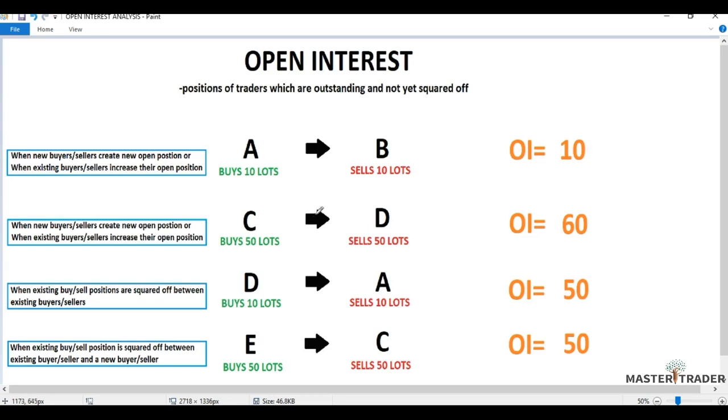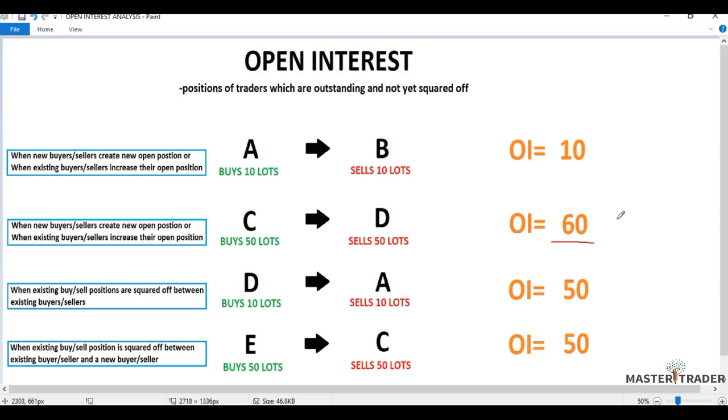Let's look at the second example. Let's say C comes in and buys 50 lots from D, who wants to sell 50 lots. Now the total open interest will be 50 plus 10, which is a total of 60, because again, a new buyer has come into the market and a new seller has come into the market. That is basically saying that the interest that is open for that particular underlying stock or index or contract has gone up.